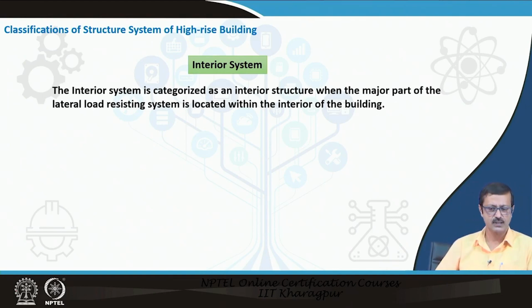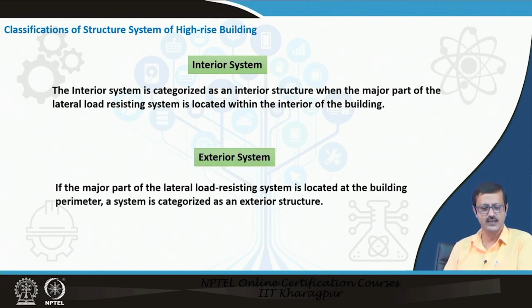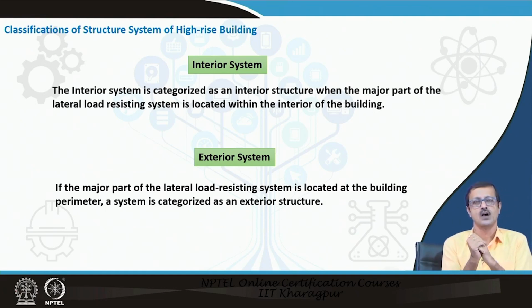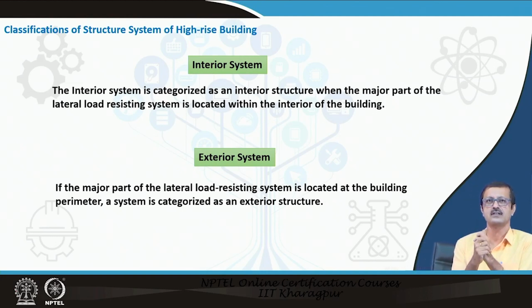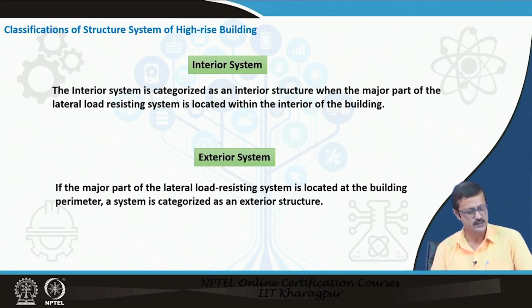And the second one is of course called the exterior system, where the major part, not the maximum, major part of the load bearing system is dedicated in the perimeter area. So that is from the distribution of the major structural influence, whether it is throughout the interior or core interior, or it is dedicated mostly in the exterior. Based on that, the interior and exterior systems were classified. So today in this 38th lecture, we will stick to the interior system, and the next lecture will go to the exterior system.